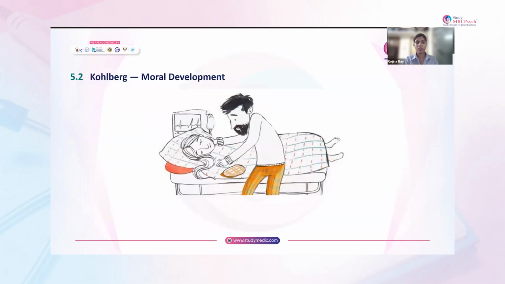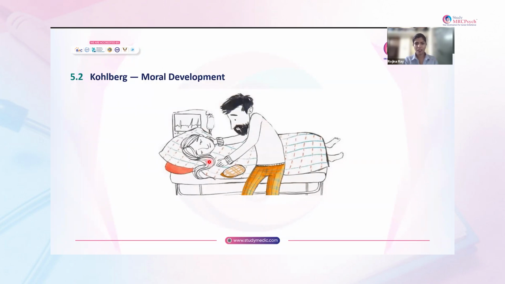Moving on, coming to Lawrence Kohlberg. Kohlberg gave the stages of moral development. He used a classical experiment called the Heinz dilemma. I hope all of you are familiar with the Heinz dilemma. If not, I will briefly tell you about it.